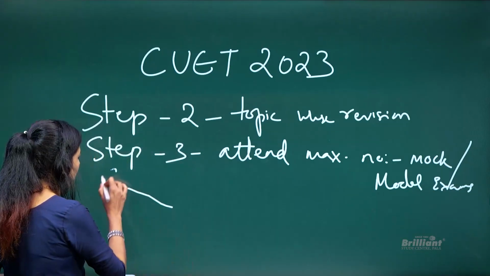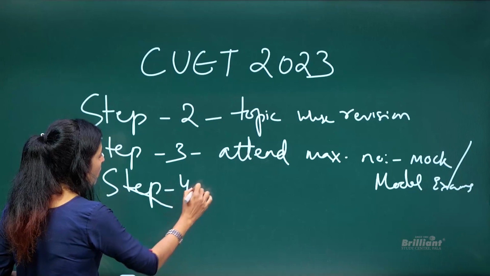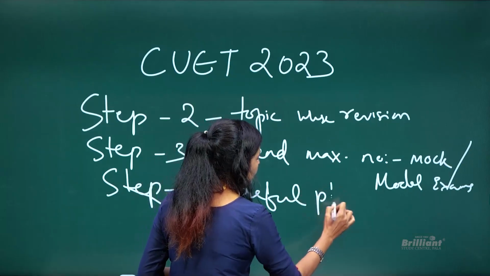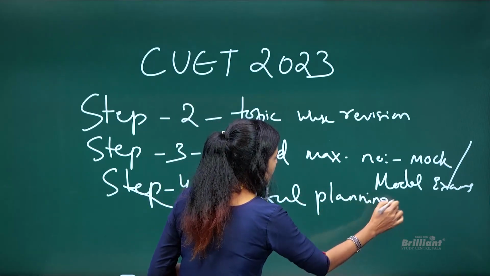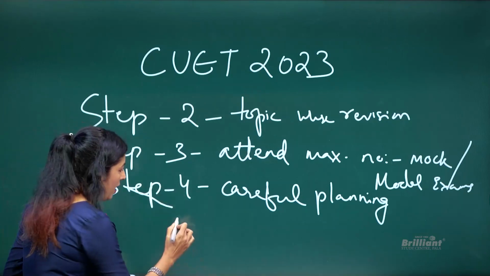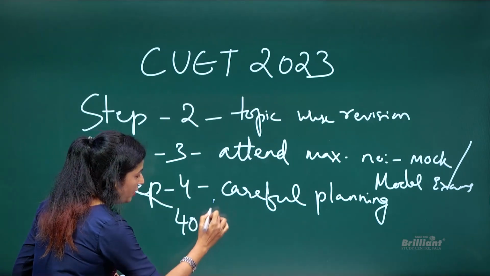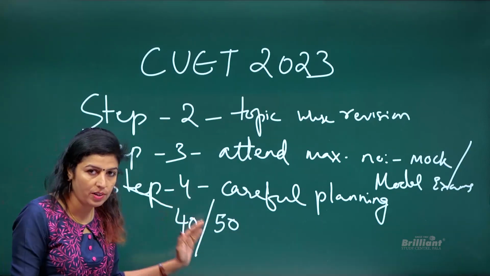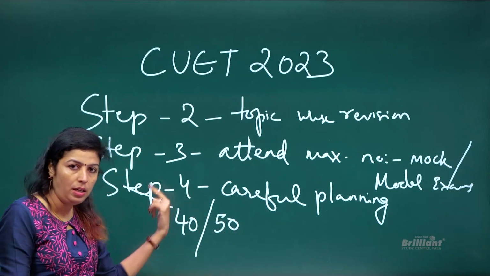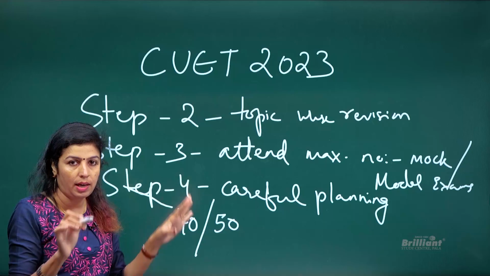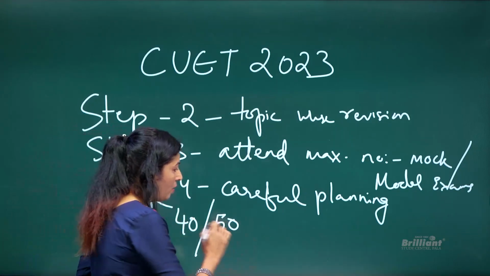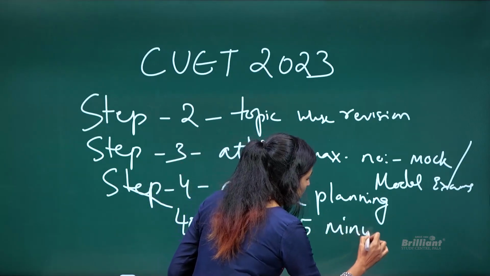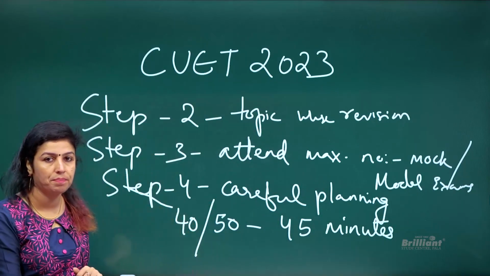Okay. Now finally, we have step 4, where careful planning is required. See, I told you you have 40 questions which you need to attempt out of 50. 50 questions will be there. You have to attempt any 40, and the total time which you can spend for attempting 40 questions will be just 45 minutes. Not more than that.